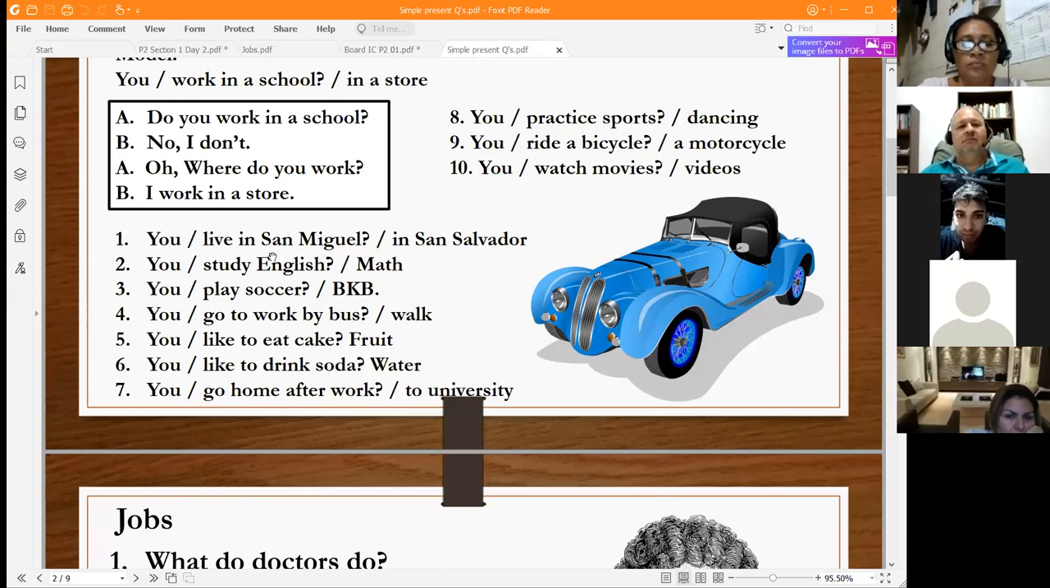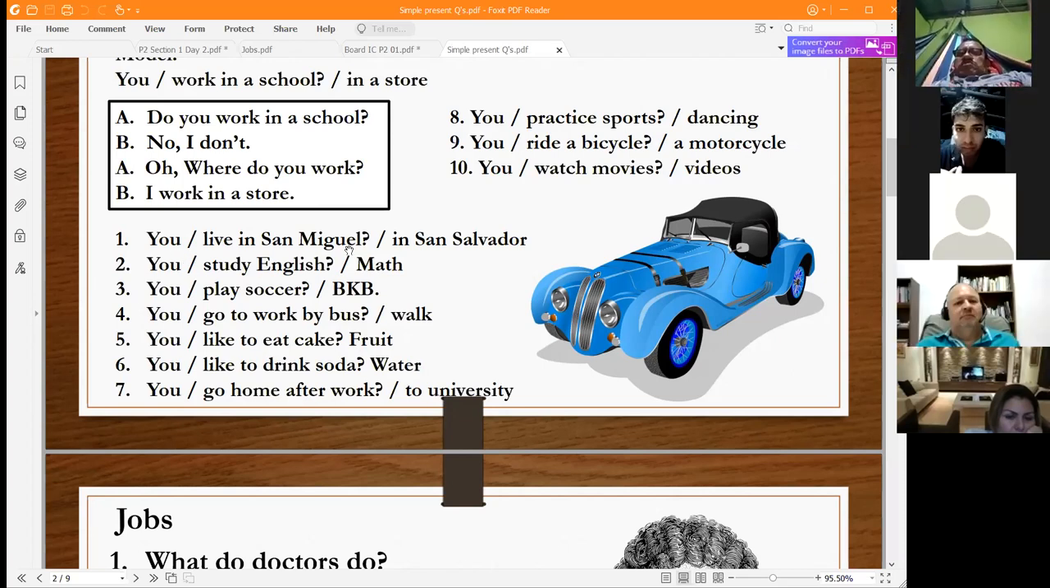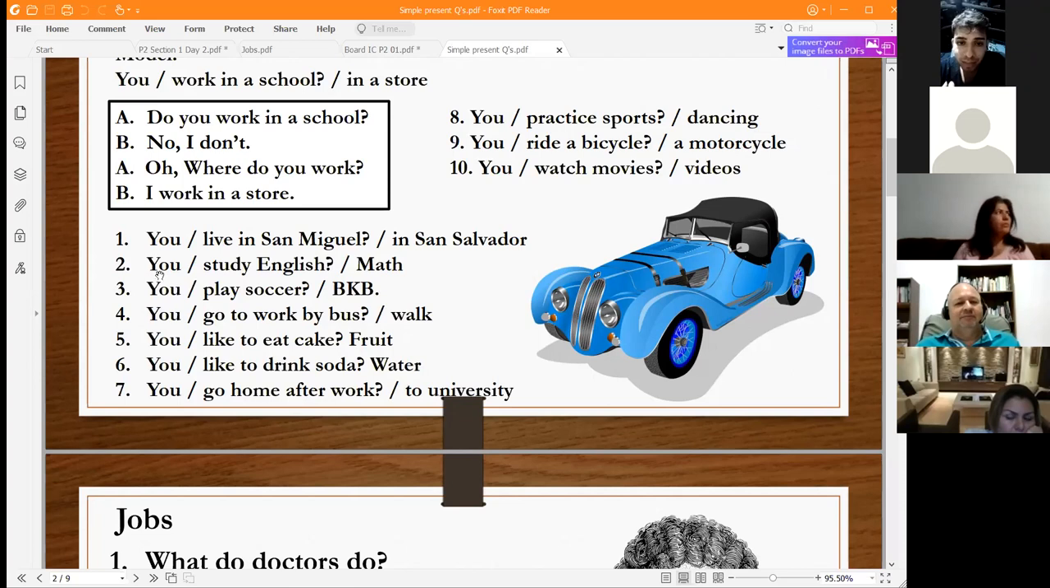If it's in San Miguel, it's a place, right? What do you use to ask about places? Where do you live? Do you live in San Miguel? No, I don't. Where do you live? I live in San Salvador. Okay, very good. And number two would be, do you study English?